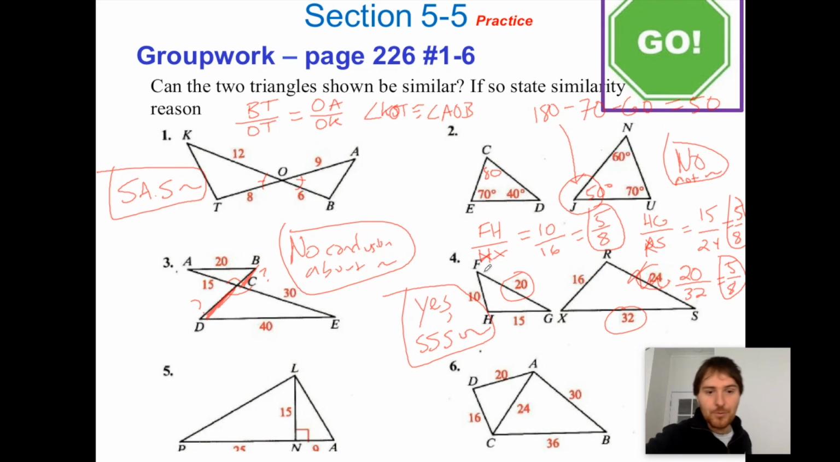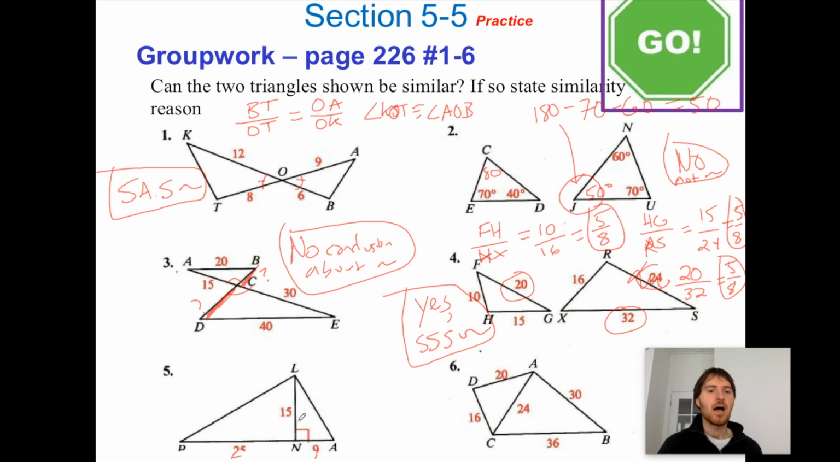Okay, number 5. Ooh, this got kind of cut off. This looks like 25 here. This one looks like 9 here. This is a little tricky. So a triangle shown similar. So first of all, there are 3 triangles in this diagram here. We got LPA, LPN, and LNA. There are 3 triangles. It's a bit hard to figure out what's going on in this one here. So you might have some trouble with this. So this is a little tricky. And maybe I need more space to actually show this here.